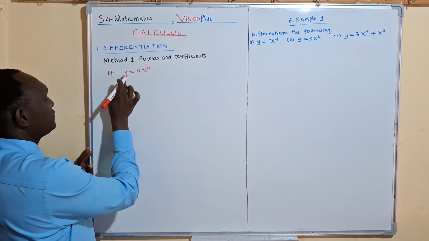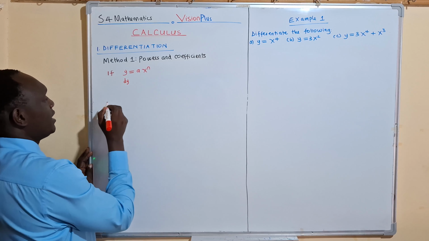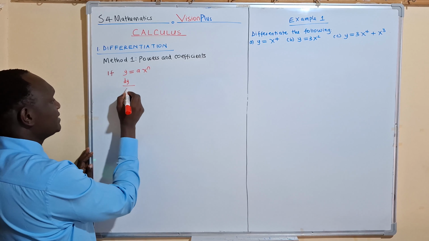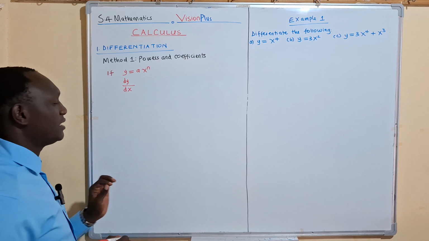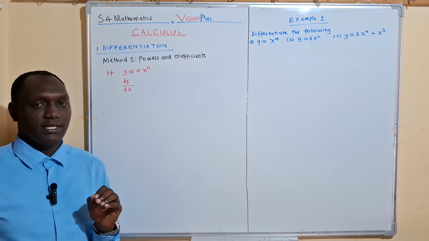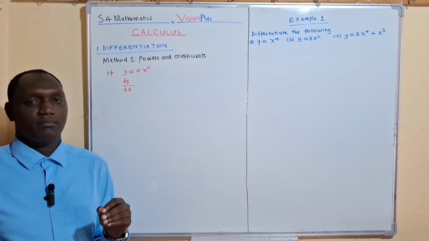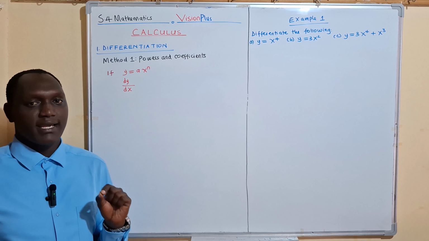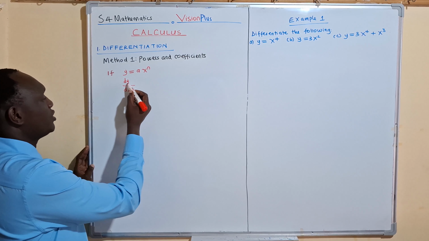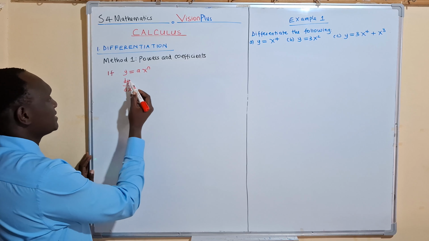When we are differentiating y, we say dy, and with respect to the variable x, we say dy dx. Here we don't say dy over dx. It is not division. But in some cases, we might say dy over dx. The actual thing is that it is dy dx, which means we are differentiating the function y with respect to one of its variables x.